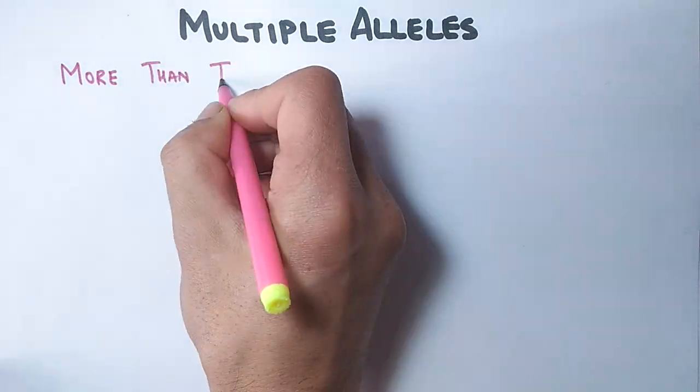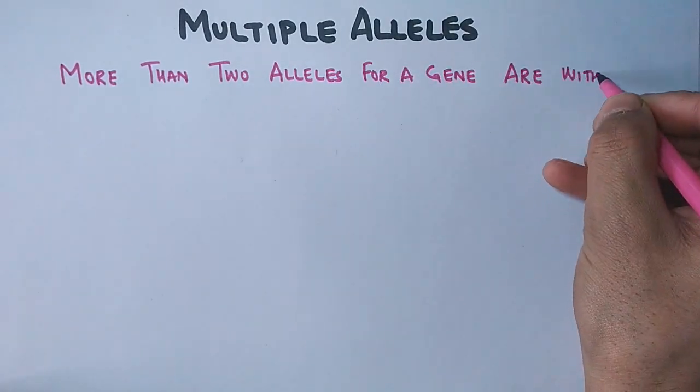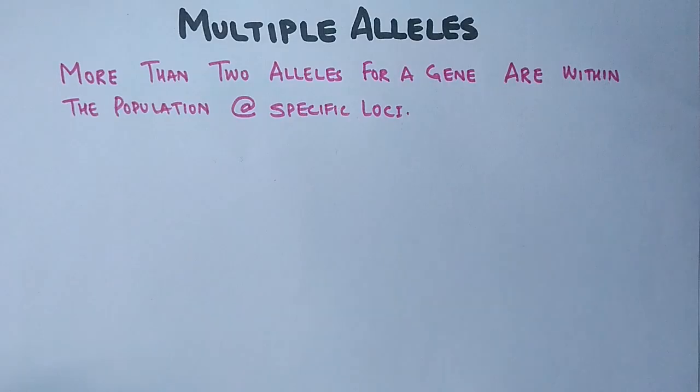In this video, we'll be discussing multiple alleles. First of all, if you want to know what an allele is, you can watch that video also by clicking the link above that slides in here. Now getting back to multiple alleles, when there are more than 2 alleles for a gene within the population at specific loci, at that time we say within the population the multiple alleles occur.